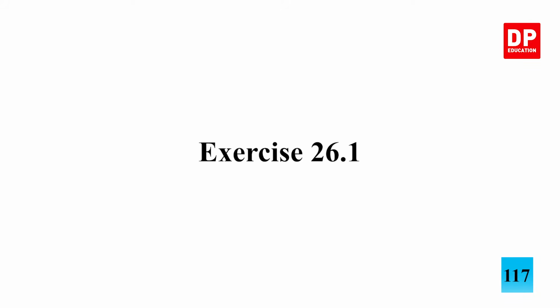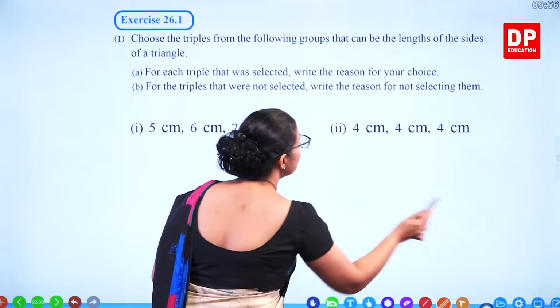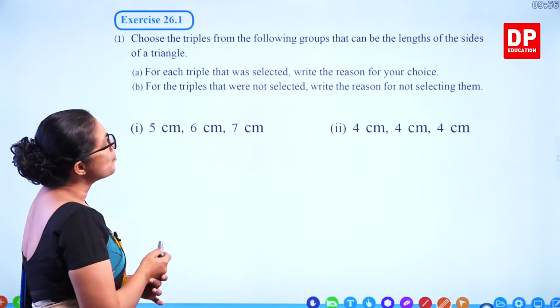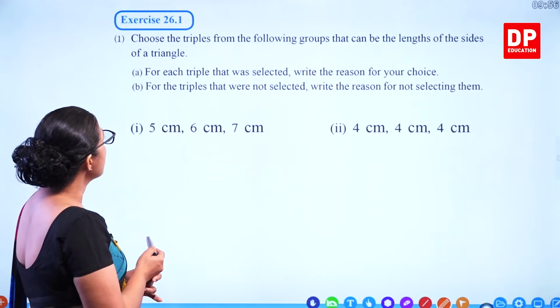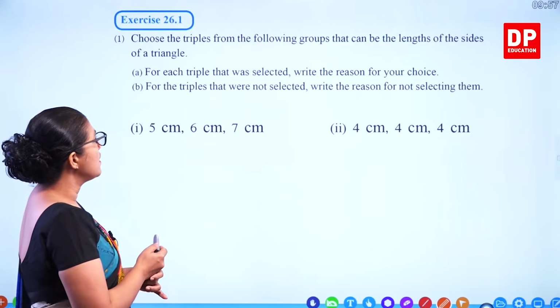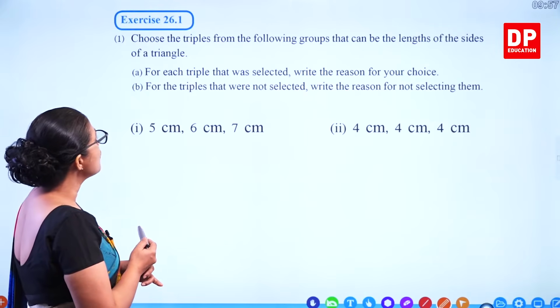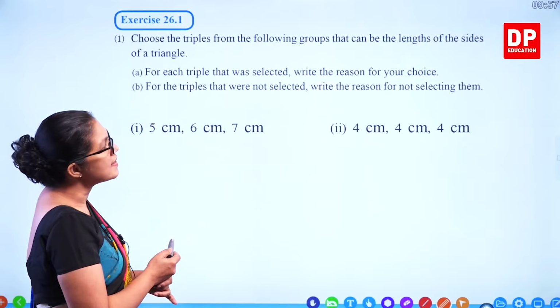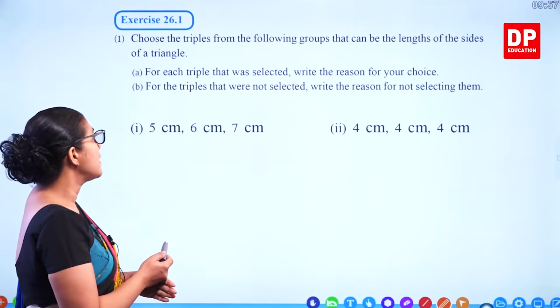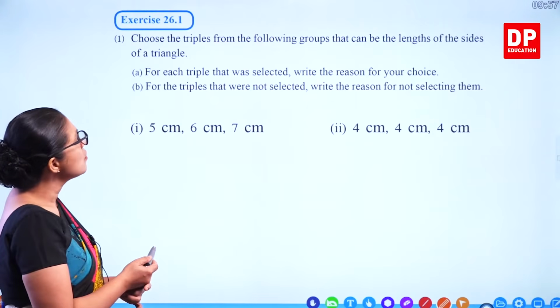Exercise 26.1. Choose the triples from the following groups that can be the lengths of the sides of a triangle. For each triple that was selected, write the reason for your choice. For the triples that were not selected, write the reason for not selecting them. So basically, we have to check whether we can construct the triangles.